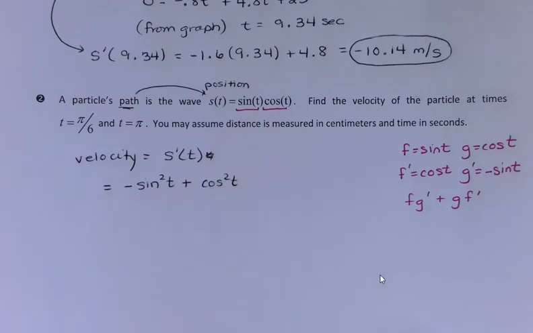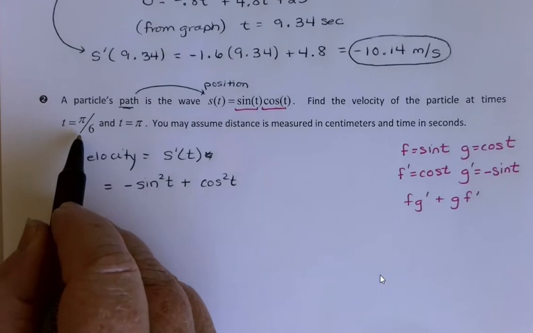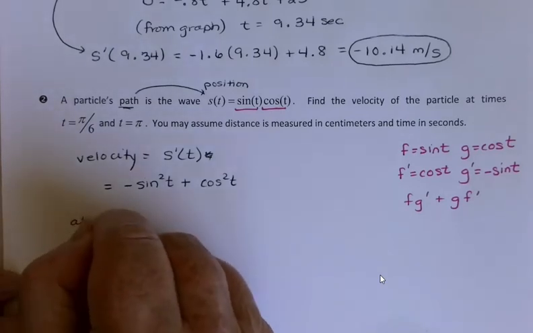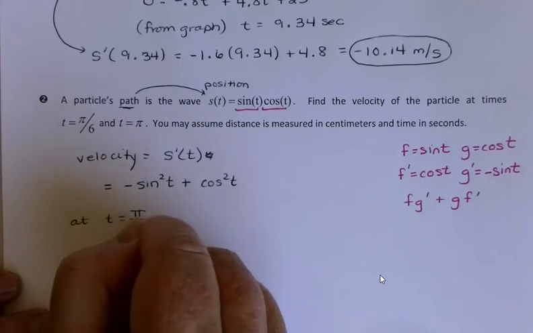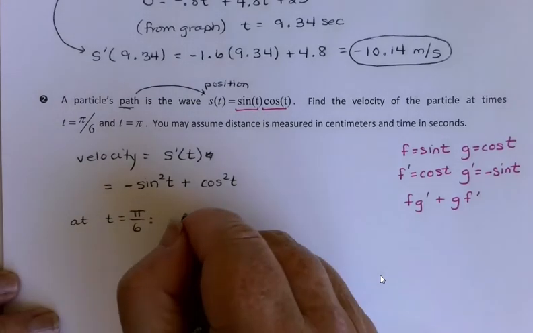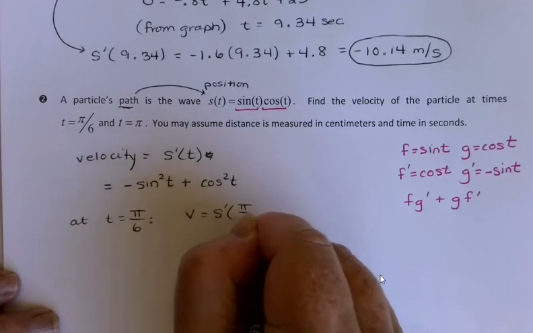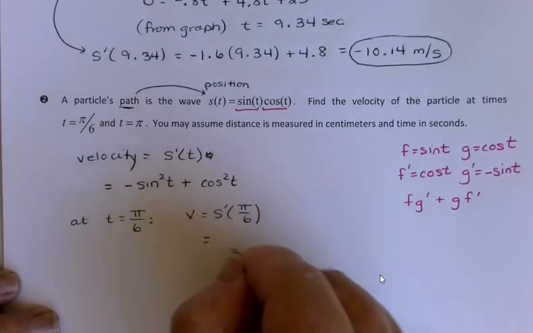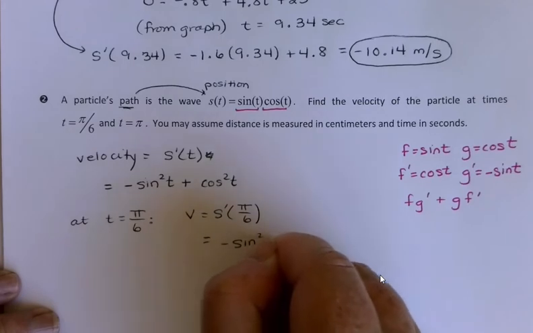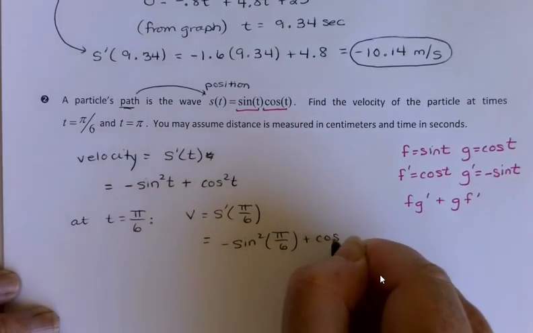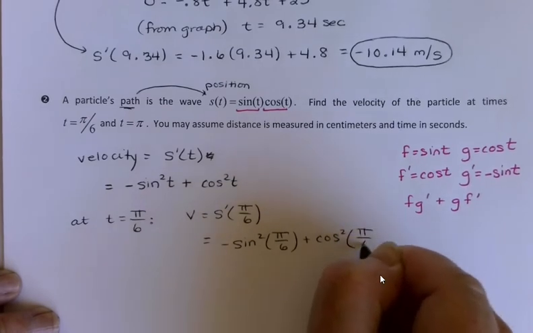All right, so we've now got a velocity function, and we were asked specifically for the velocity at 2 different times. So at time t equals pi sixths, our velocity, or s prime of pi sixths, would be negative sine squared pi sixths plus cosine squared pi sixths.